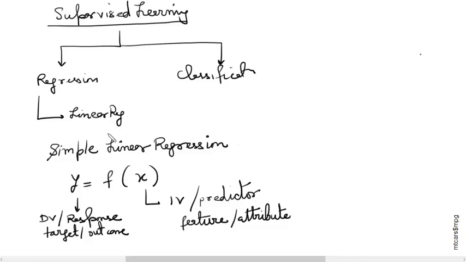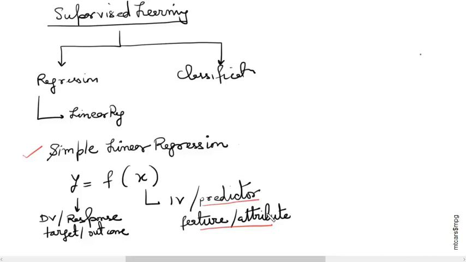Now let us first look at a simple linear regression problem. So what is a simple linear regression problem? A simple linear regression problem is where you have only one independent variable. When we have only one independent variable, it is called simple linear regression. Remember, we will always have one dependent variable.